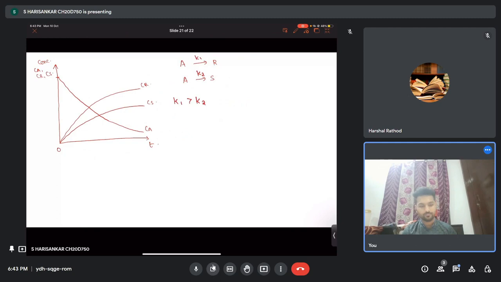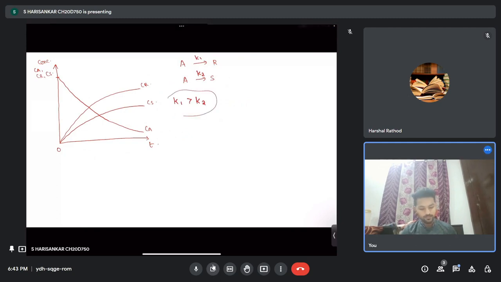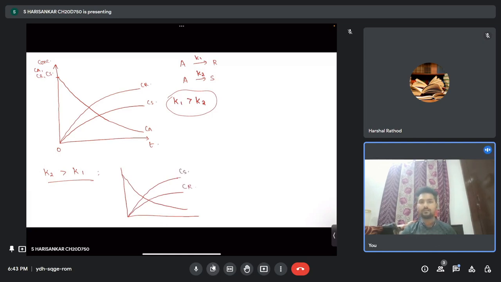Now let's say K2 is greater than K1. In that case, this will be A, this will be Cs and this will be Cr, because the reaction rate constant corresponding to the reaction that gives S is higher here. So that means the concentration of S will be higher compared to R.